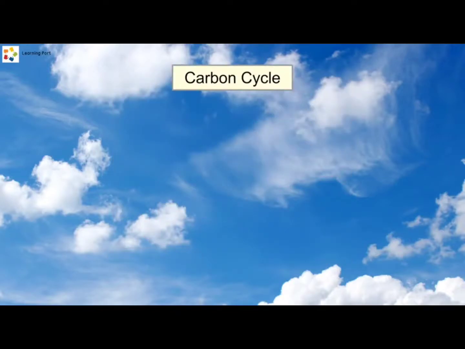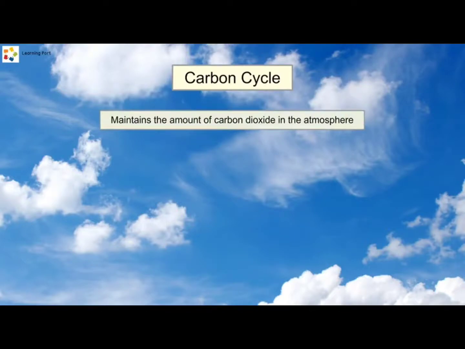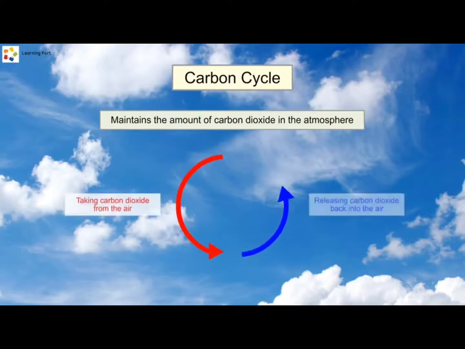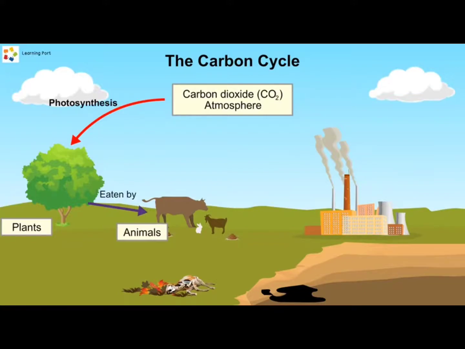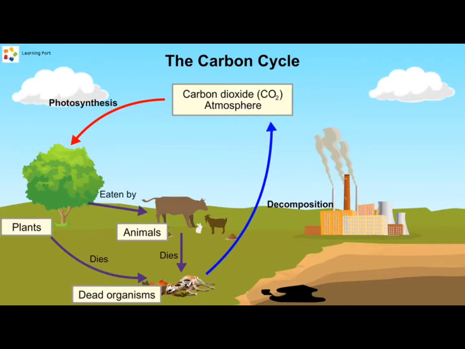The carbon cycle is the cycle that maintains the amount of carbon dioxide in the atmosphere by continuously taking carbon dioxide from the air and releasing it back into the air. When green plants undergo the process of photosynthesis to make food, they absorb carbon dioxide from the air. The carbon element stored in plants is then transferred to animals that eat the plants. When plants and animals die, their dead bodies decompose and release carbon dioxide back into the air due to the actions of fungi and bacteria in the soil.